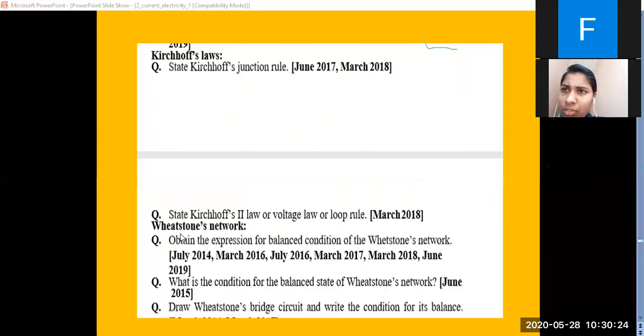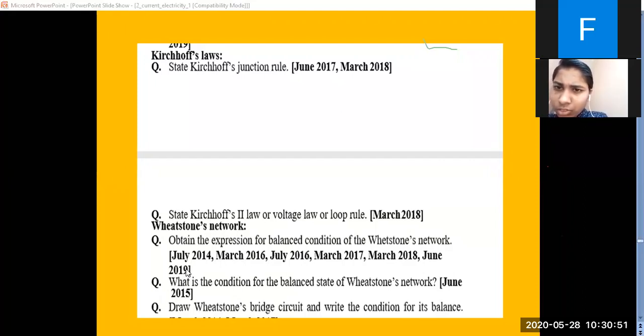Check the next question for 5 marks: obtain the expression for the balancing condition of Wheatstone's network. We did this for one full class, because you see the number of years it's repeated: July 2014, March 2016, July 2016, March 2017, March 2018, and again in June 2019. So what is the balancing condition? P by Q equals R by S, and that derivation.